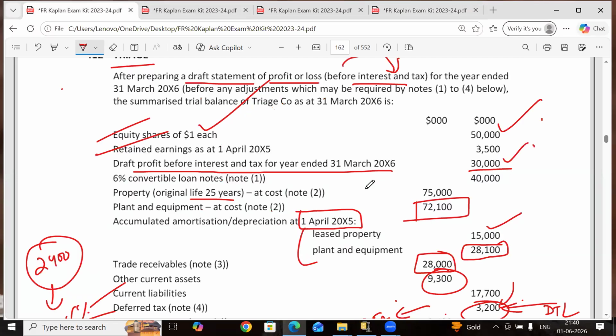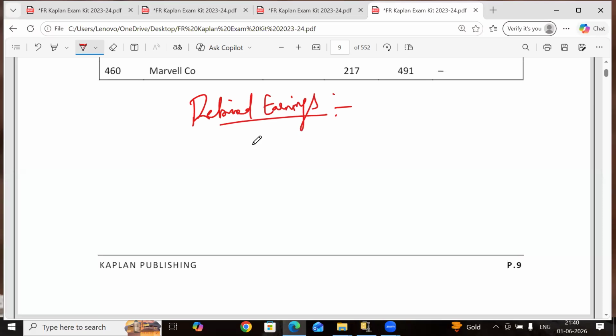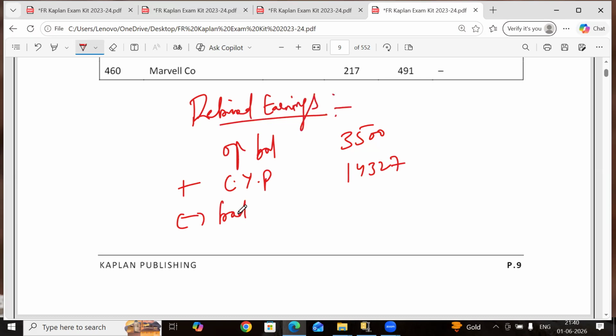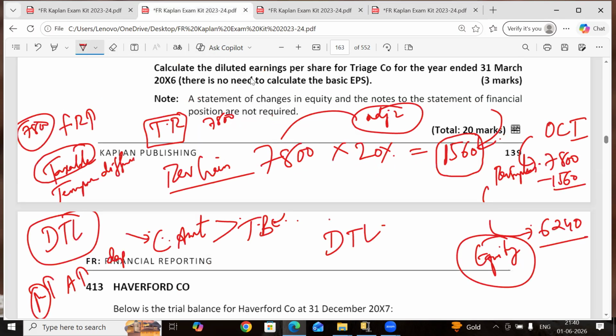So we'll take the opening balance of retained earnings, 3,500. Current year profits will add. Current year profits is 14,327. And that fraud adjustment, which has to be done. Actually, what did they say about this?